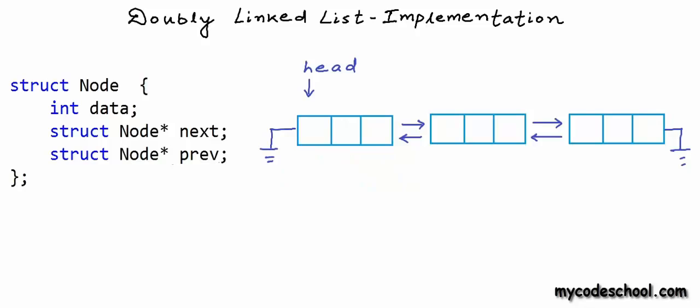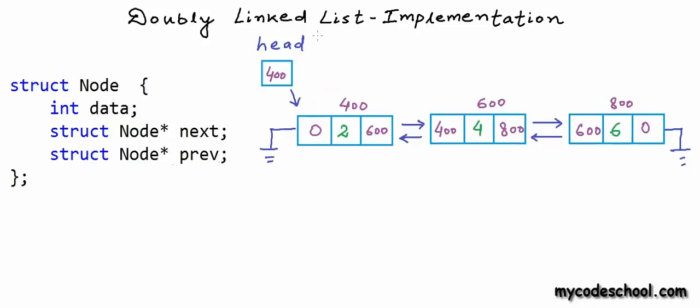In the logical representation, I'll fill in some data in each node. Let's say these nodes are at addresses 400, 600, and 800 respectively. I'll also fill in the next and previous fields, and we must also have a pointer variable pointing to the head node. Quite often we name this pointer variable head.